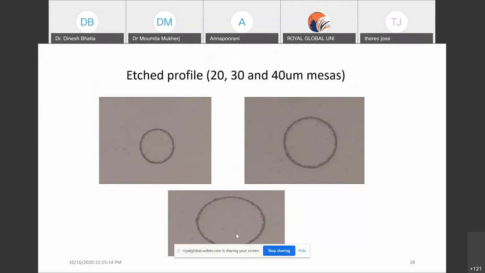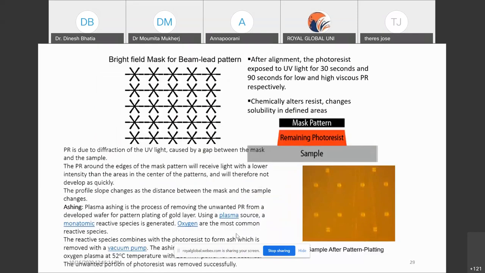Now, these are all the etched profiles we obtained after the experiment, that is the 20, 30, and 40 micron mesa diodes, and then the bright field mask for the beamlead pattern. In this technology, we have adopted the beamlead system, and the devices actually look like this. After alignment, the photoresist was exposed to UV light for 30 seconds and 90 seconds for low and high viscosity PR, respectively. Then chemically it alters the resist, changing solubility in defined areas. So the area we have defined, and accordingly the photoresists are chosen, and ashing was done.